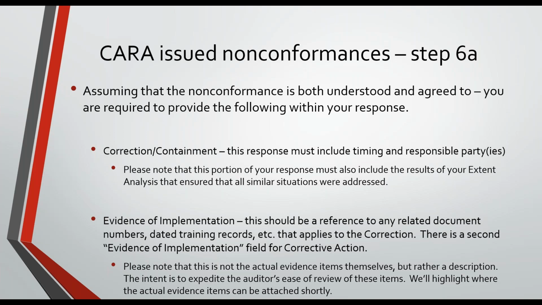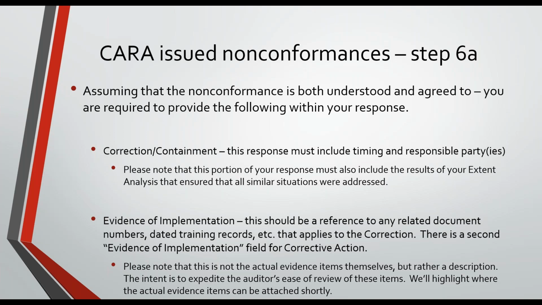Obviously, a correction containment is the immediate closure of the issue cited by the auditor under the objective evidence portion. So, for example, if the auditor writes you up for not having a training record, your correction containment is to get that training record put together. Very simple, very straightforward.